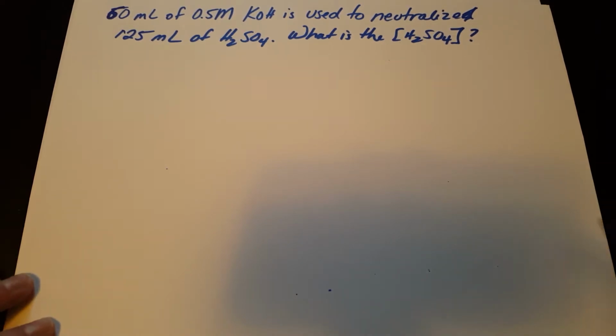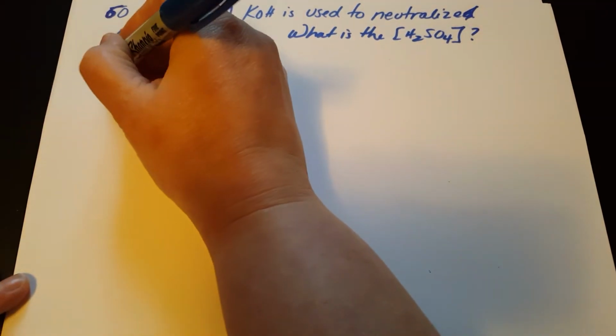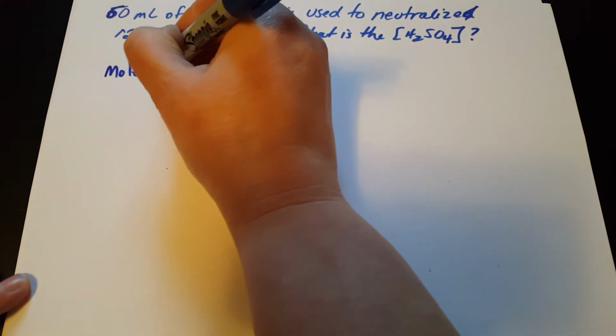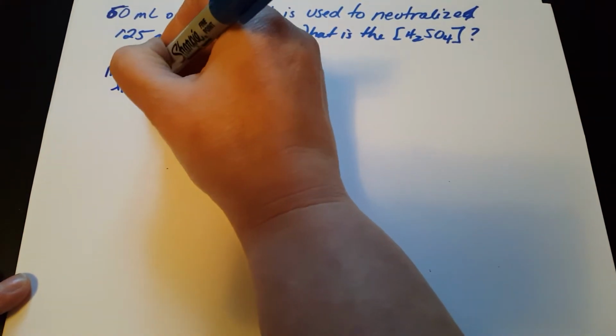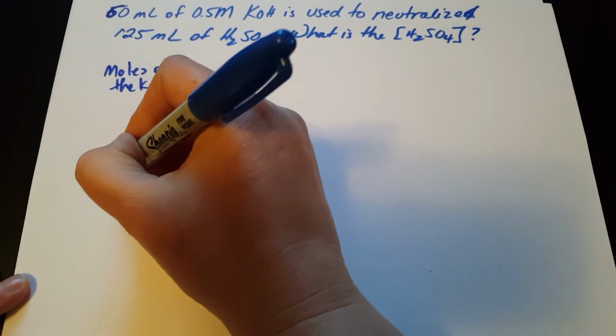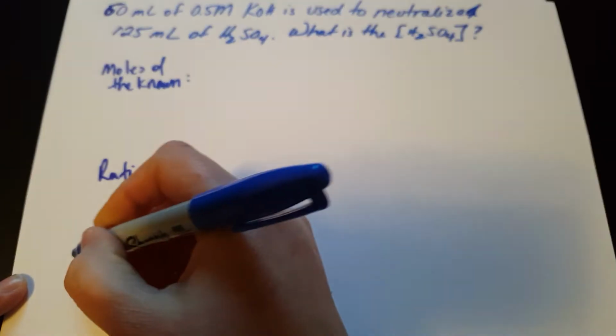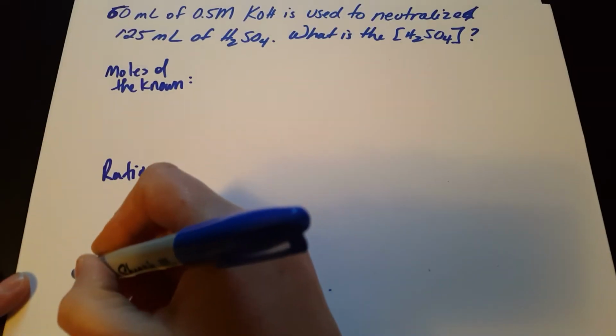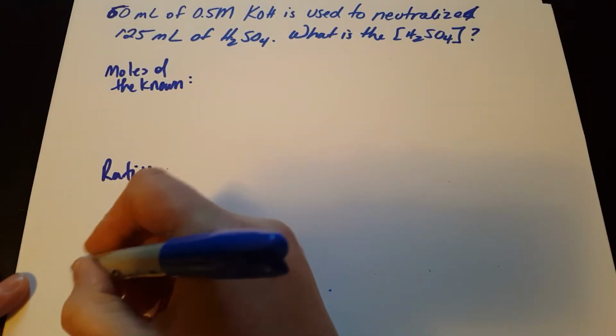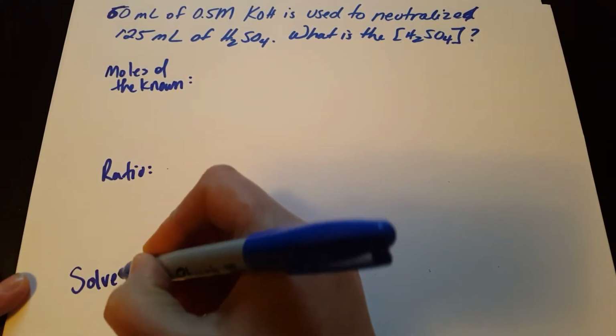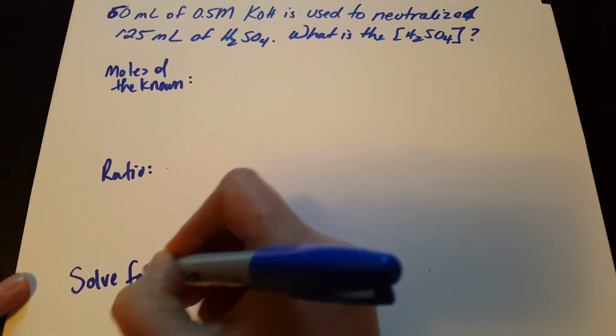We're going to have our three steps again, starting off with the moles of the known. Always, we want to verify our ratio. And lastly, solve for the unknown. In this case, it's for concentration.